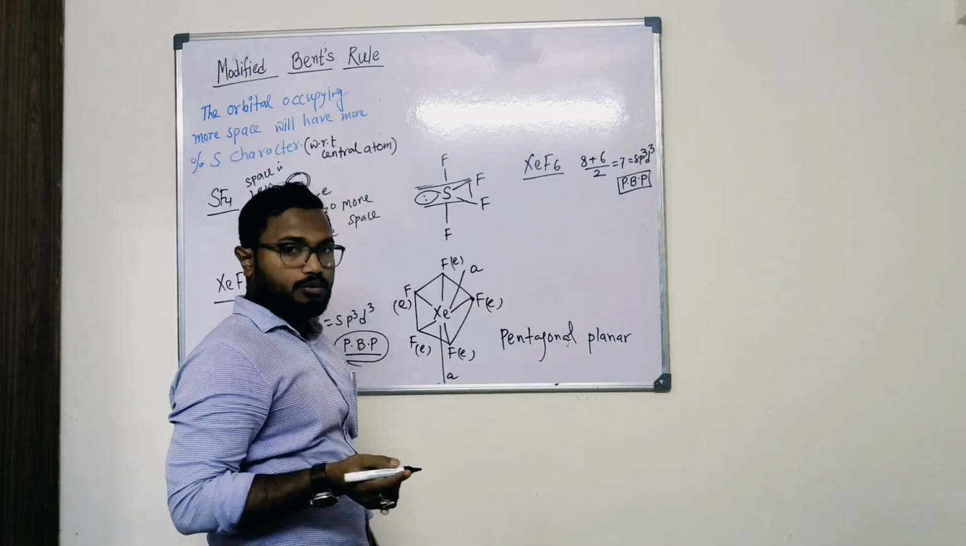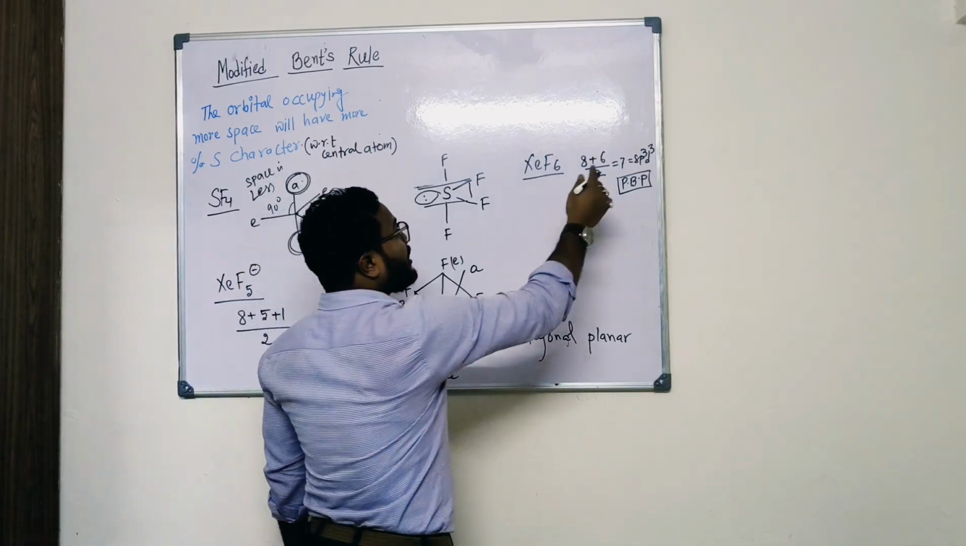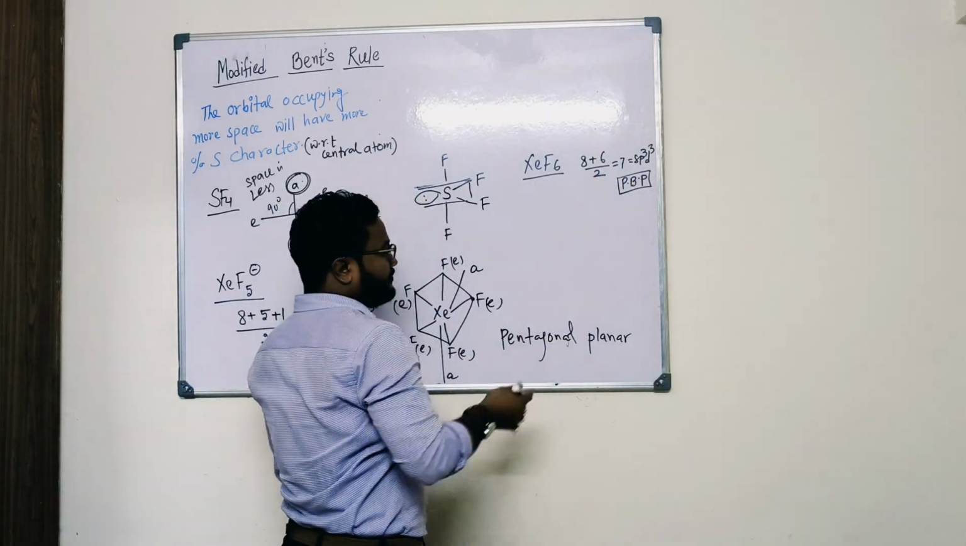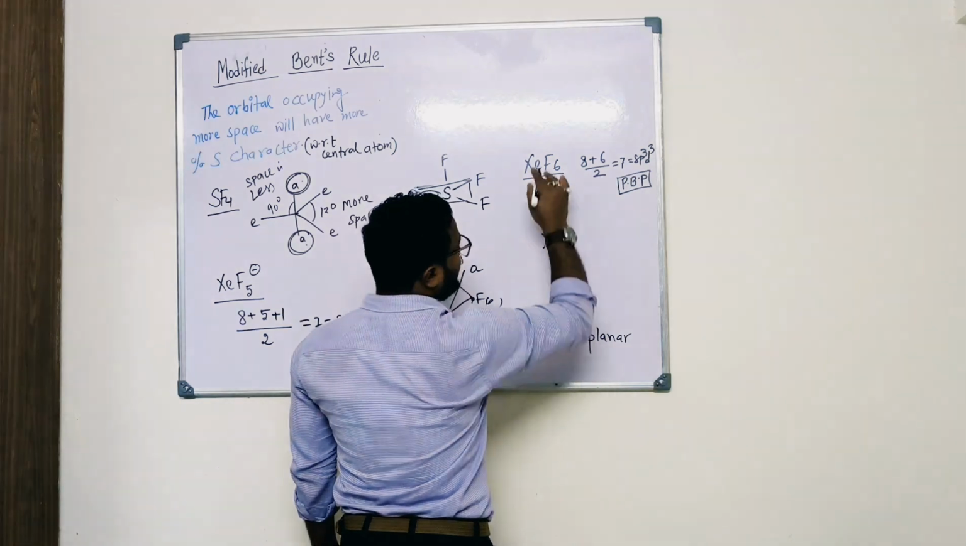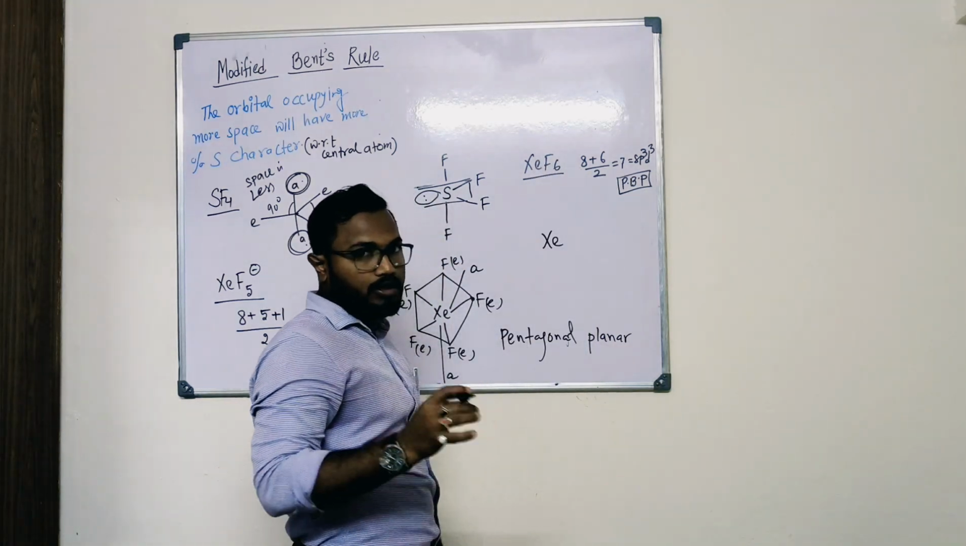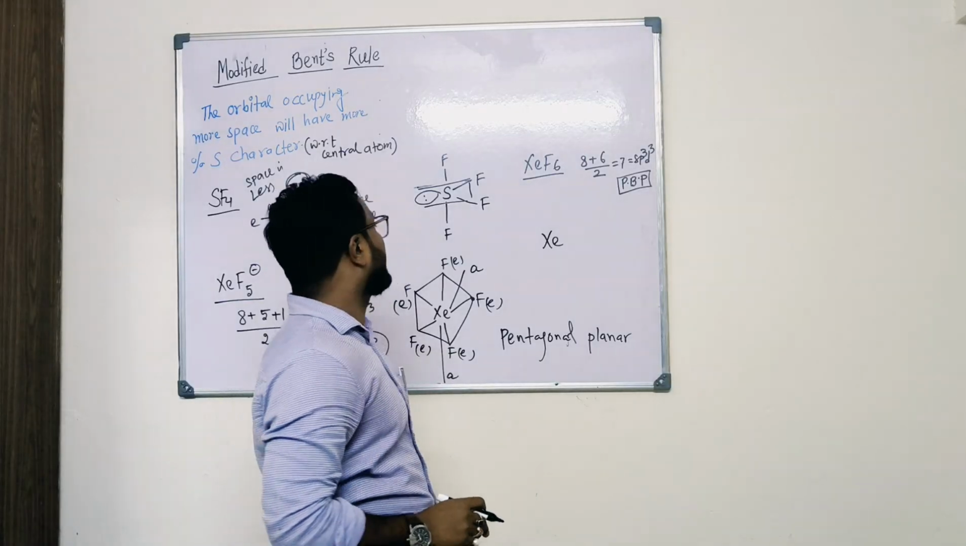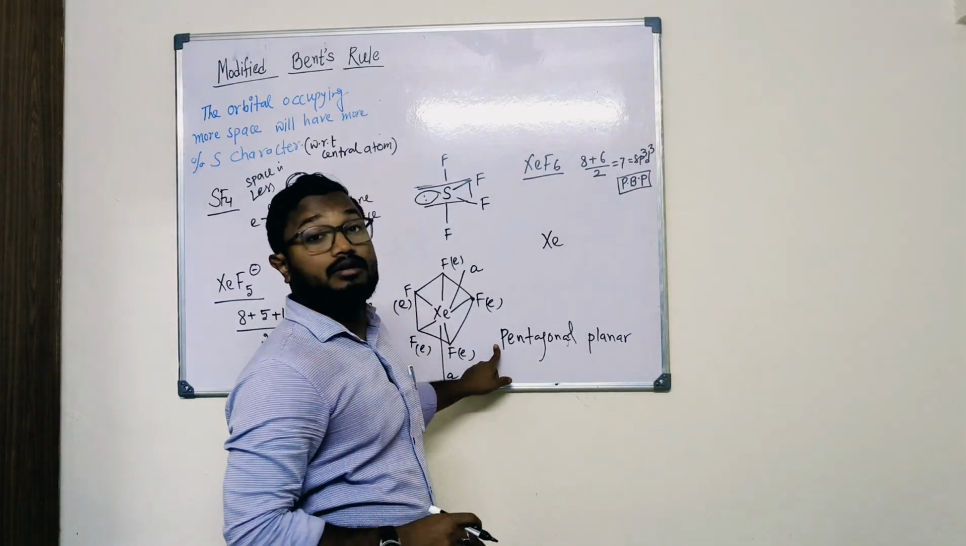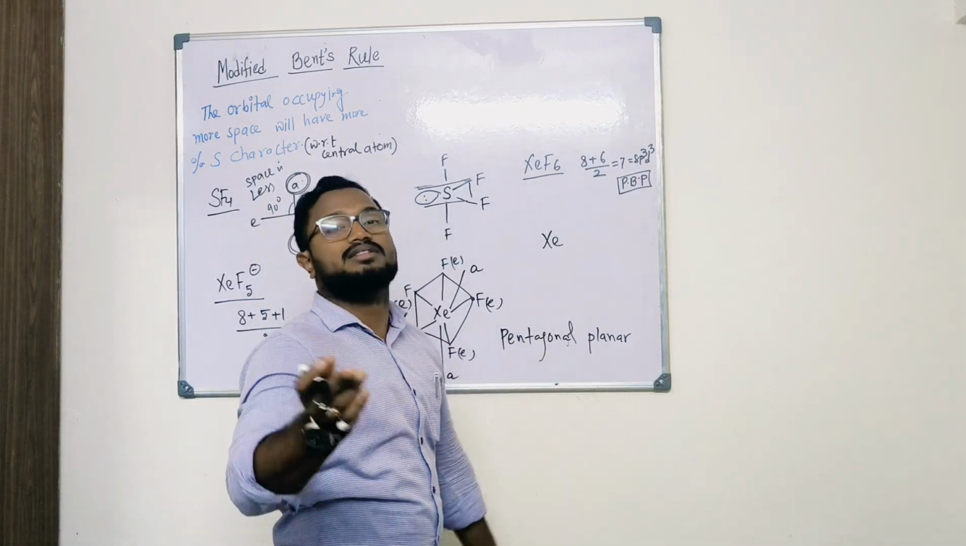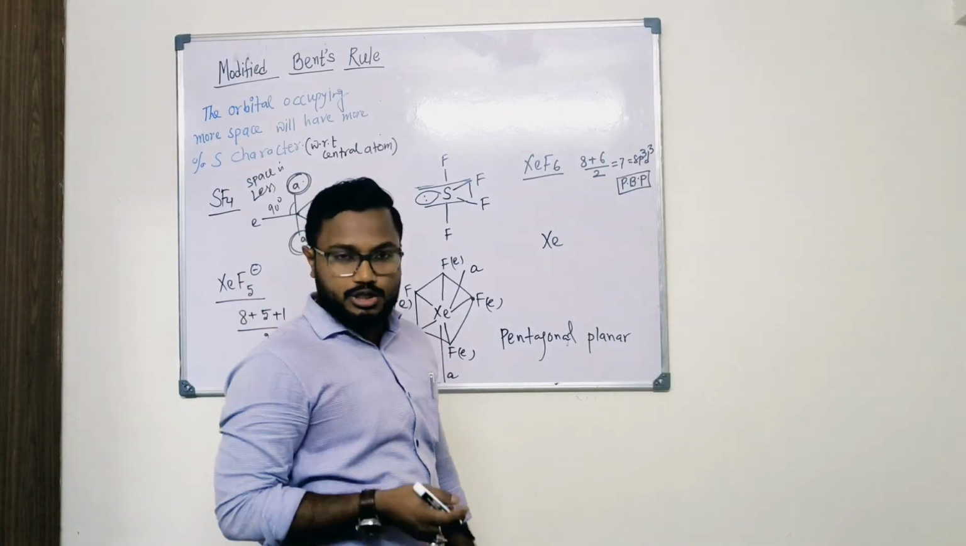Let's check its shape. What is going to be its shape? As one lone pair is there, in this case xenon valency 8, 6 are occupied, 1 is vacant, means a lone pair is present. So it is going to show square pyramidal, or you can say distorted octahedral shape.